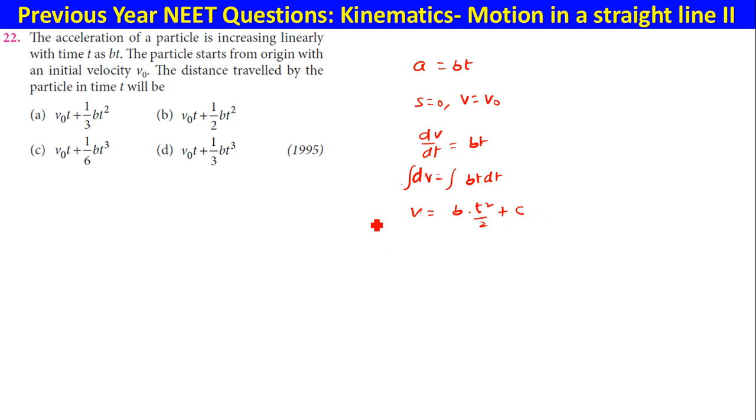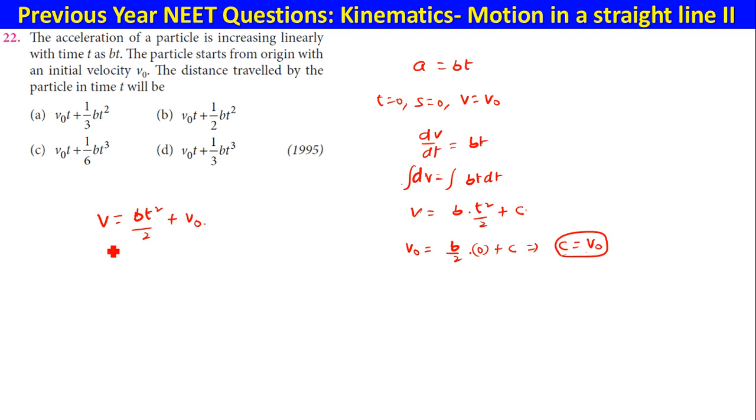Now he said that the particle starts from the origin with initial velocity v naught. That means at time t equal to 0, s is equal to 0 and v is equal to v naught. Just substitute that, you will get v naught is equal to b by 2 into time value, which is 0 initially, plus c. So c value is nothing but v naught, isn't it? Just substitute this in this equation, then you get the velocity: v is equal to bt square by 2 plus v naught.